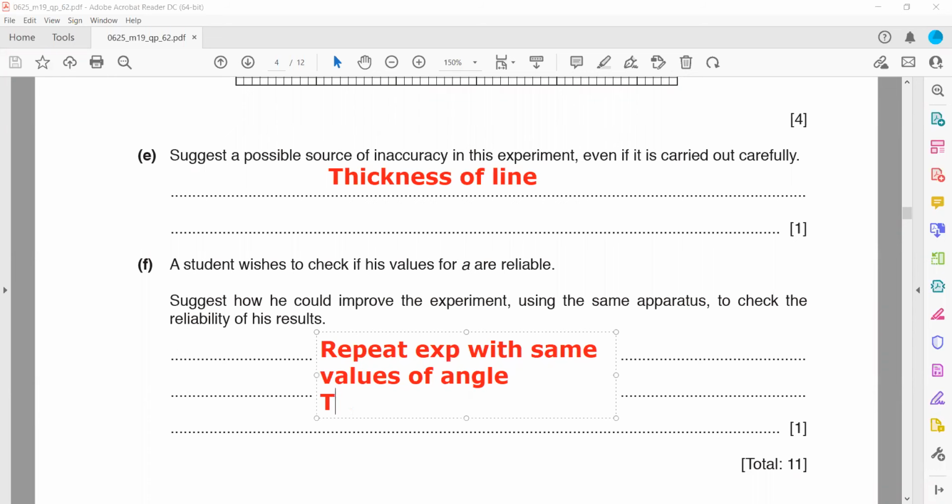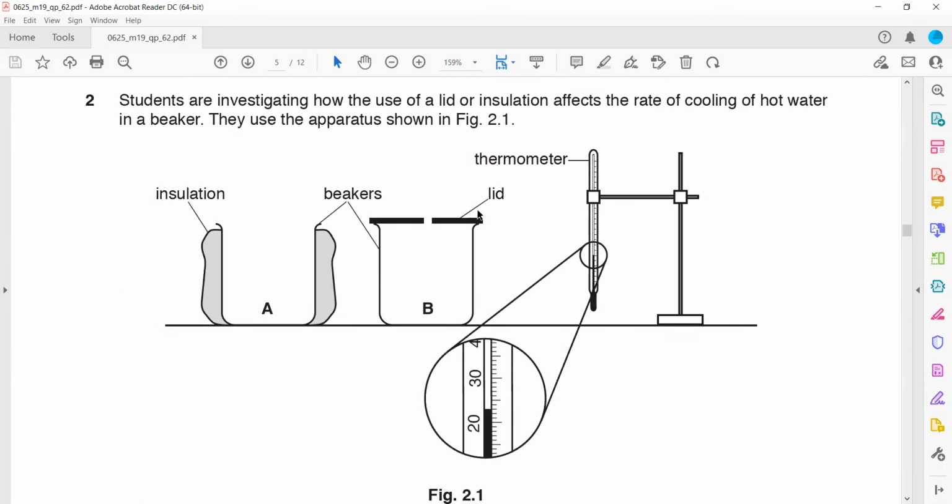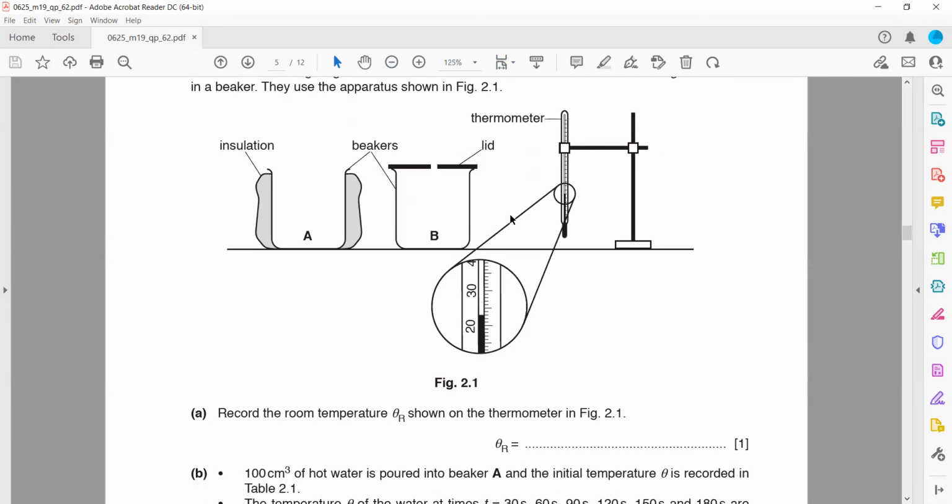Take an average so he can check the reliability of this result. In question 2, students are investigating how the use of the lid or insulation affects the rate of cooling. Like when we use insulation or a lid, how it can affect the rate of the cooling.